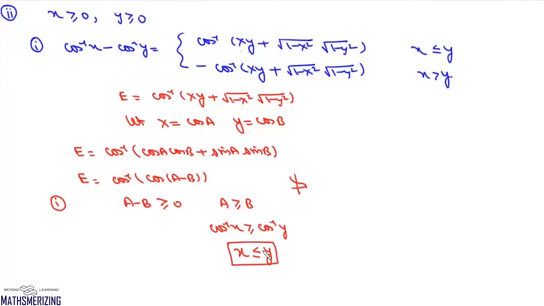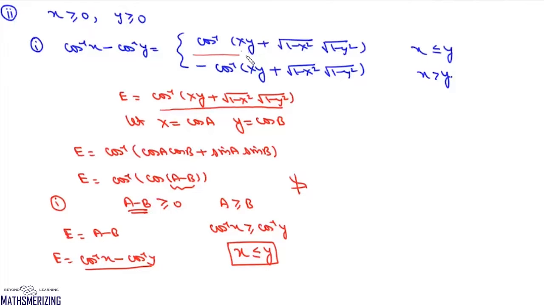Now when x is less than or equal to y, then this A minus B is greater than 0. Then it lies in the principal value range of cos inverse. So here cos inverse and cos will cancel. We'll get this E as A minus B, and A is cos inverse x and B is cos inverse y. So we'll get this formula that cos inverse x minus cos inverse y will be equal to cos inverse of xy plus under root 1 minus x square into under root 1 minus y square when x is less than or equal to y. And that is the first part of our formula.